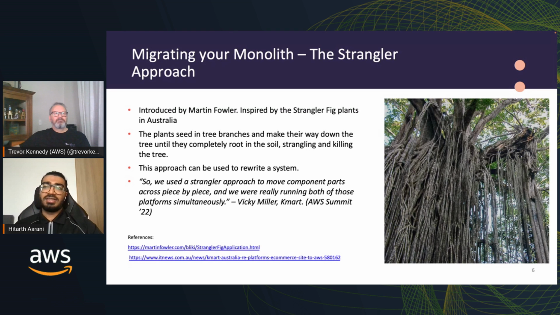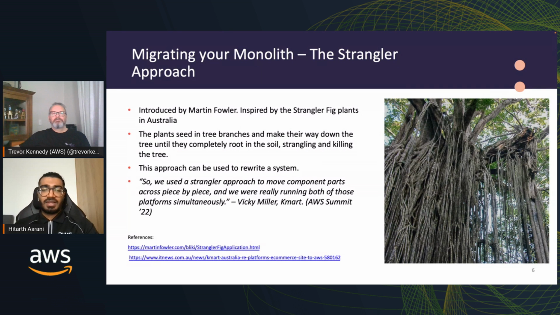Basically, if you look at the tree, the strangler fig plants seed in the tree branches and make their way down over time around the tree, and over time they completely root in the soil, strangling and killing the tree. You can see a picture over there. That's how it looks when the roots have started surrounding the tree. So we basically use a similar approach in our migration, or in a way to rewrite the system that we want to update or migrate.